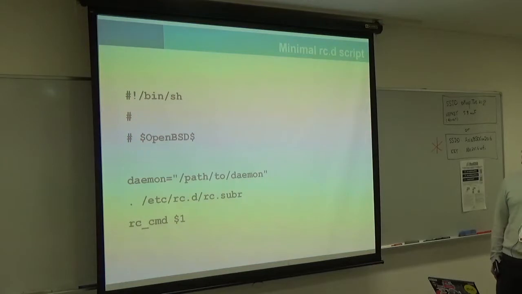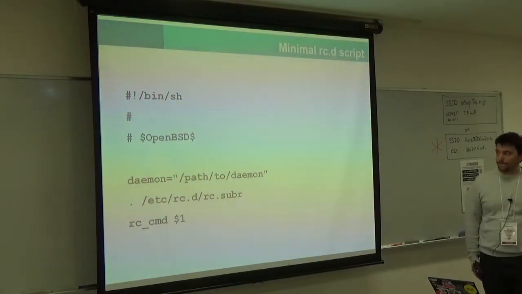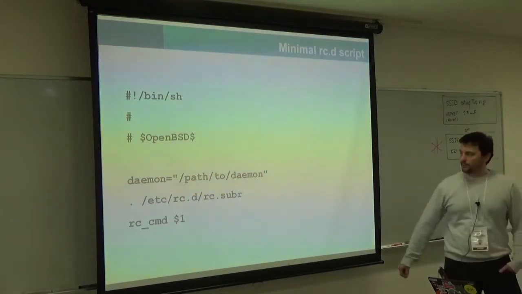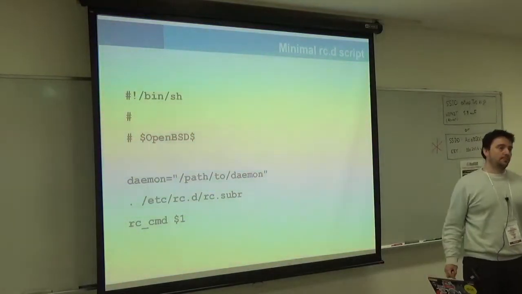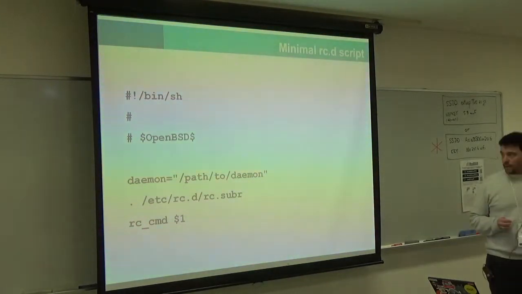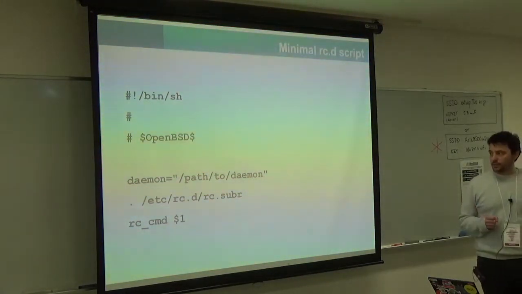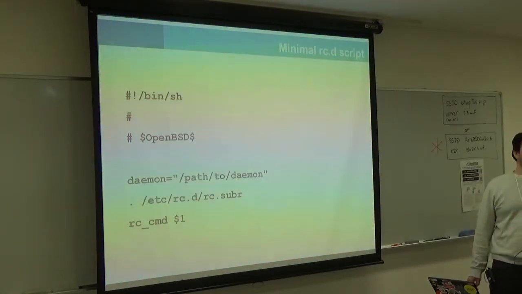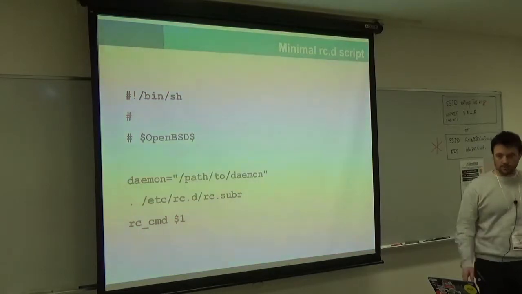That's how a minimal rc.d script looks like. I say minimal, but it's actually typical. Most of the base system daemons in OpenBSD are actually just that. The only mandatory variable that you need is daemon, which is the path to the daemon that you want to run. And then you source rc.subr, and then you run the particular command that you feed the rc script with. So start, stop, reload, etc.